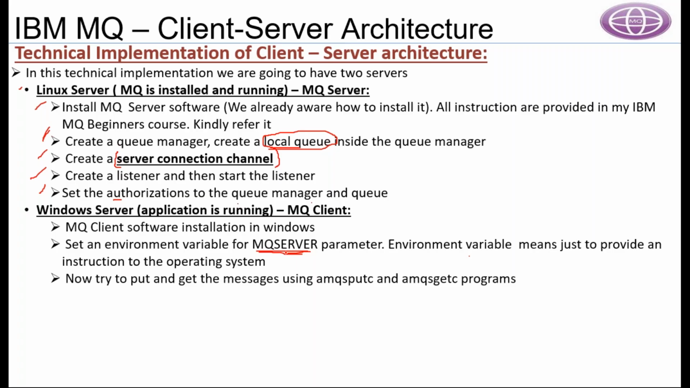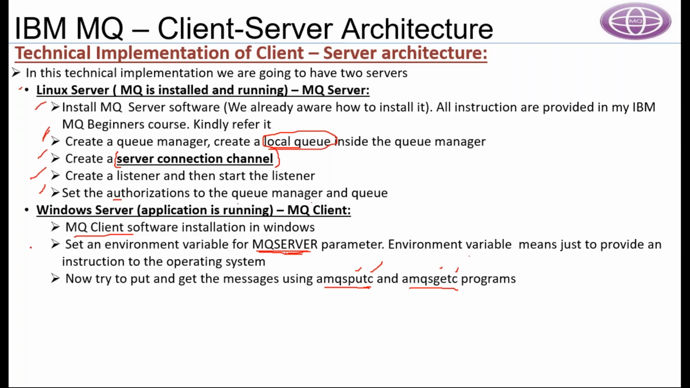Now we can try to put and get messages using amqsputc and amqsgetc from our Windows machine. In the MQ server, we already know about the amqsput program and amqsget program. But amqsputc, these binaries will be installed when we install MQ client. amqsputc means put in client mode. amqsgetc means get in client mode. These are client libraries.